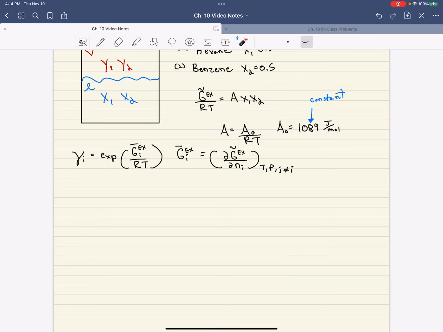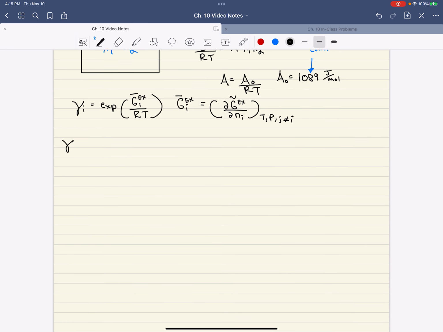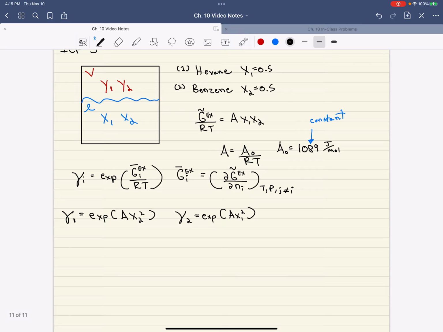Okay? All right, so this is how you would take this equation, plug it in here, and take the derivative. But we saw previously in the notes that when dealing with a one-parameter Margules equation, the activity coefficients end up simplifying to this. Okay? And so with the one-parameter Margules equation, we want to calculate all these bubble point and dew point calculations.